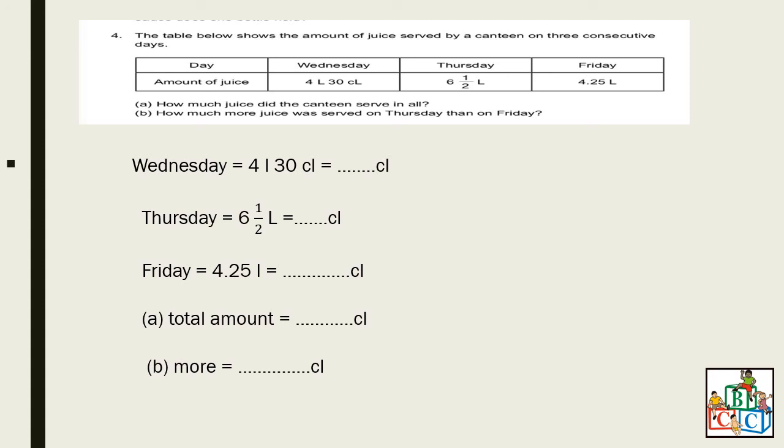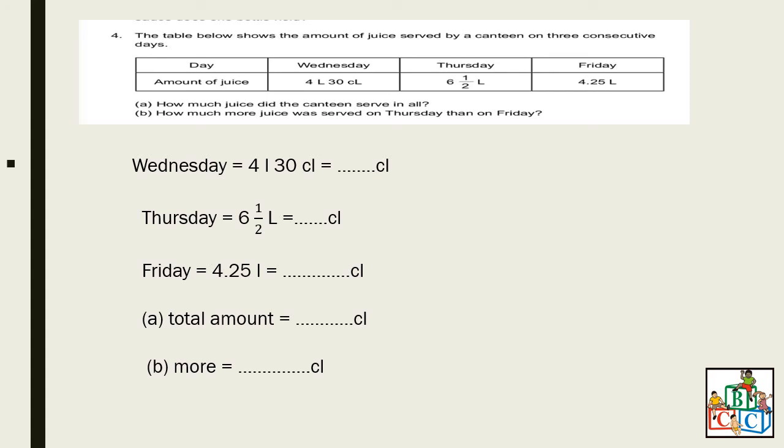For Wednesday, 4 liters, 30 centiliters. So this you can convert to centiliters. You'll write your answer. For Thursday, 6.5 liters, very easy for centiliters. And for Friday, 4.25 liters, centiliters will be what? Okay, then you're going to work out the total amount served in all Wednesday, Thursday, Friday. You're going to write your answer.